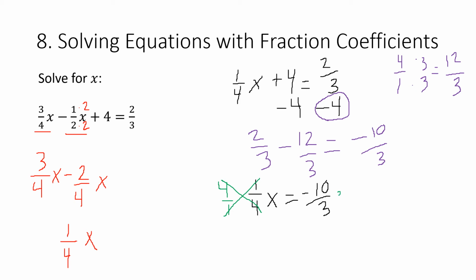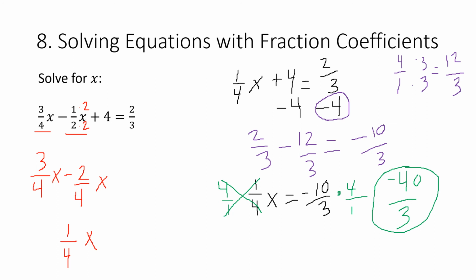Now we've got to multiply this side by the reciprocal, 4 over 1. So negative 10 times 4 gives us negative 40. 3 times 1 gives us 3. So x is equal to negative 40 over 3.